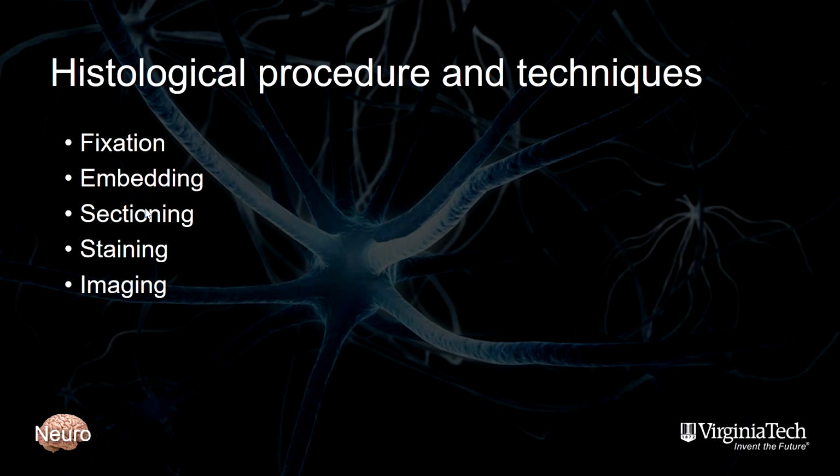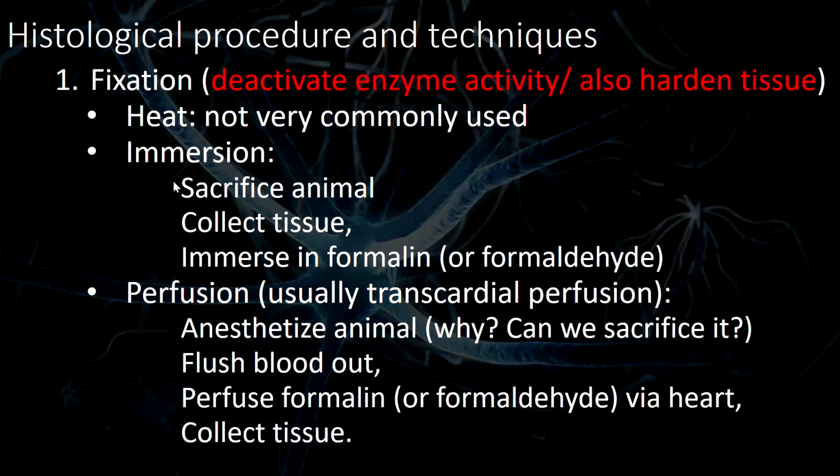Okay, let's talk about the procedures of doing histology. The standard protocol includes five steps: fixation, embedding, sectioning, staining, and imaging. The embedding depends on the need of your next step. Sometimes you don't have to do that. Okay, let's talk about them one by one.